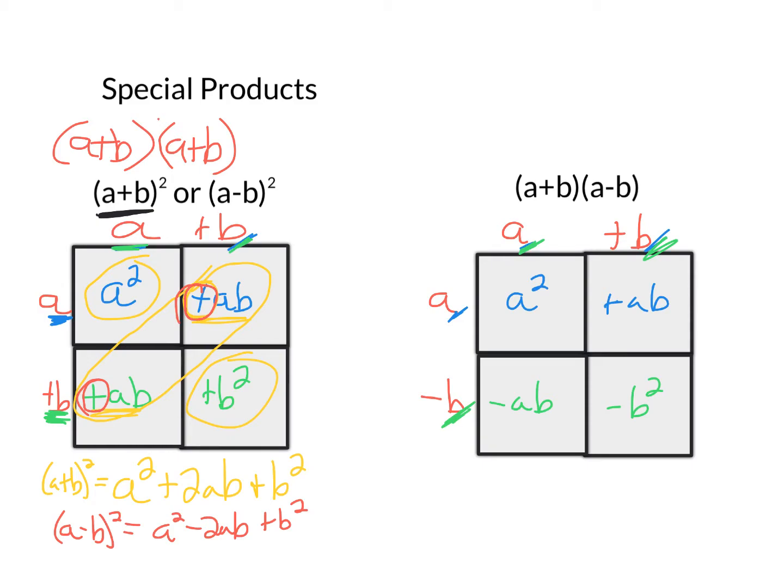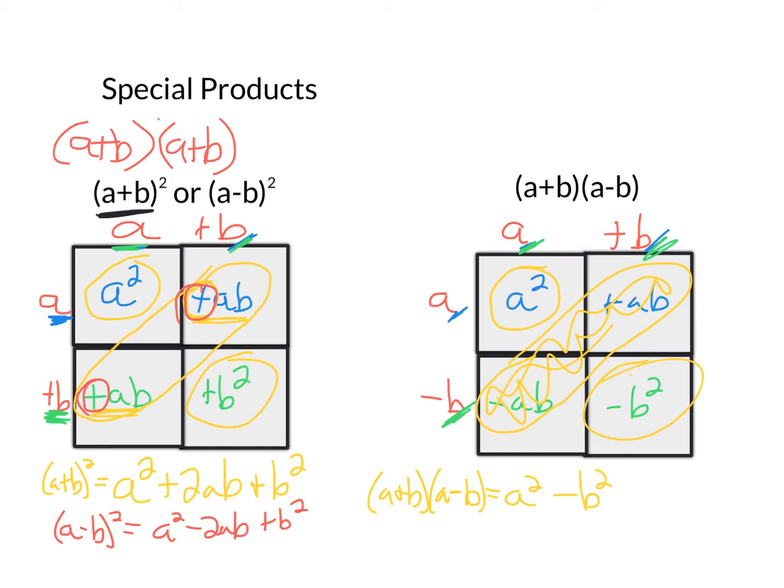Putting like terms together here, a squared is a squared. Now here, negative ab plus positive ab, they cancel, so that's gone, leaving negative b squared. So my a plus b times a minus b is equal to this. So there's my two special products. All right, so let's go apply this a little bit.